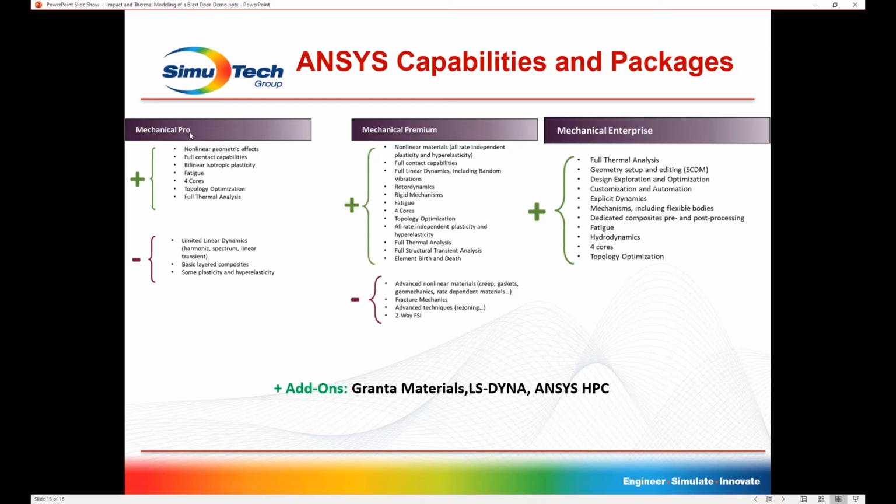And then finally, I want to end with the ANSYS capabilities and packages slide, which shows you what you can get with Pro, Premium, and Enterprise, plus the add-ons, which are Granta Materials, LS-DYNA, and HPC. So this slide is just showing you for a brief moment all the capabilities that ANSYS has and what you can purchase and what you can get for that specific package.